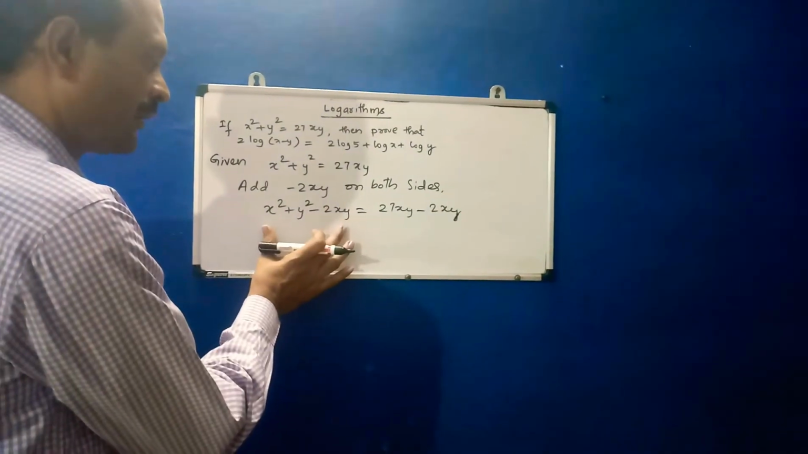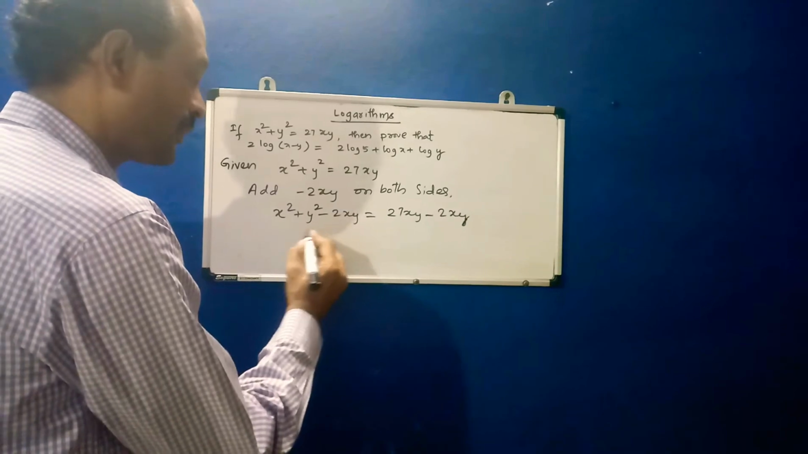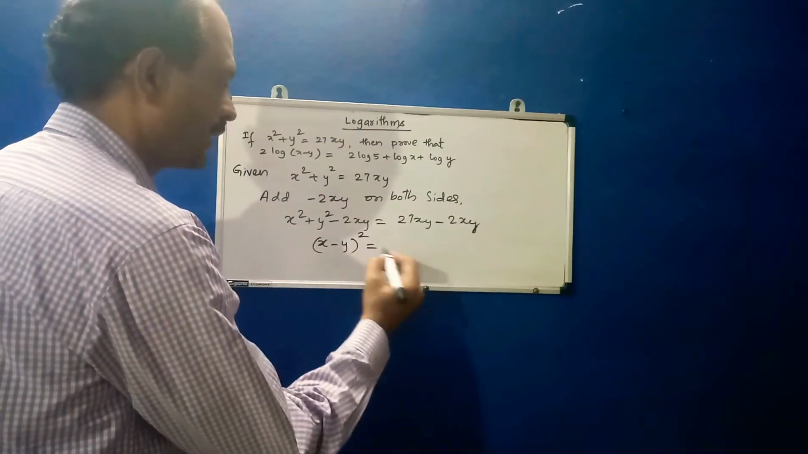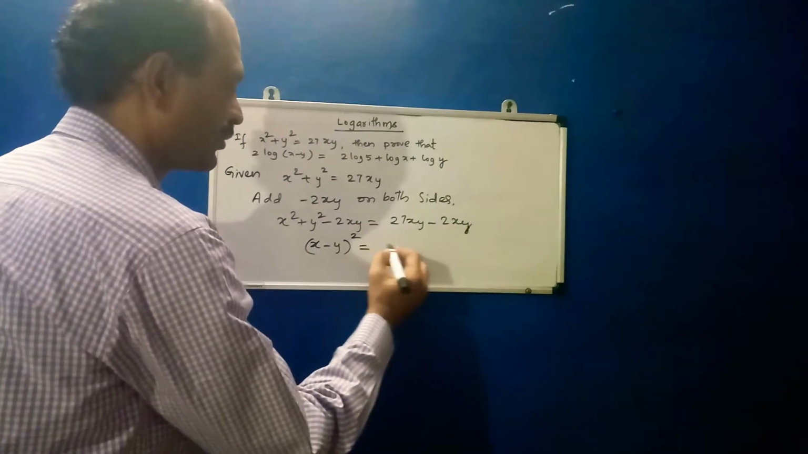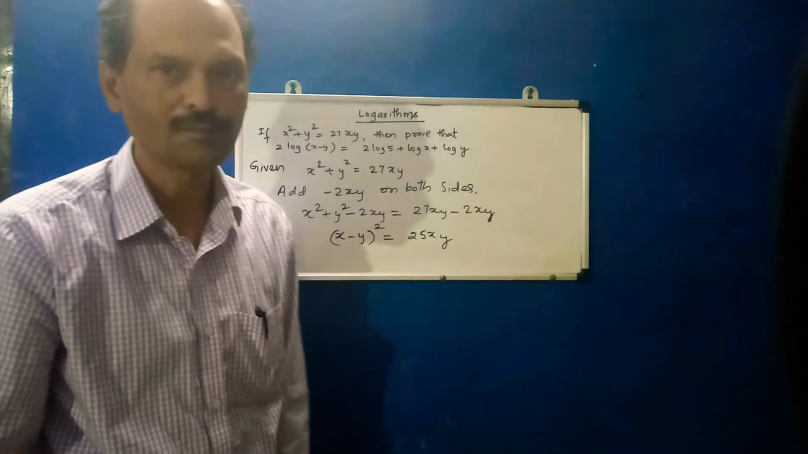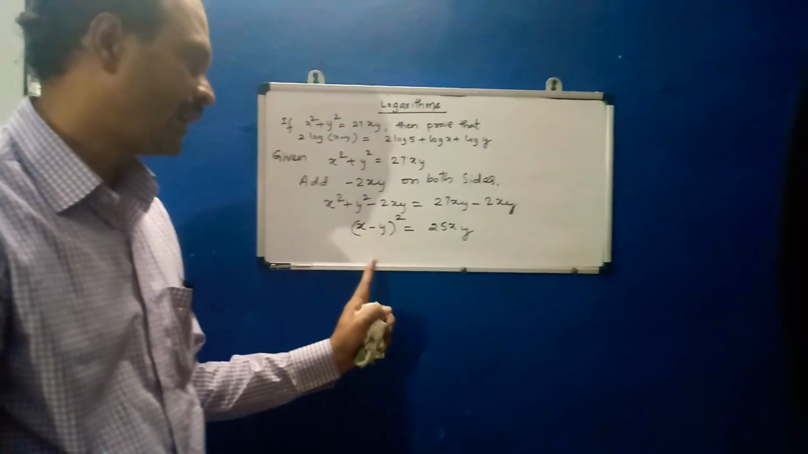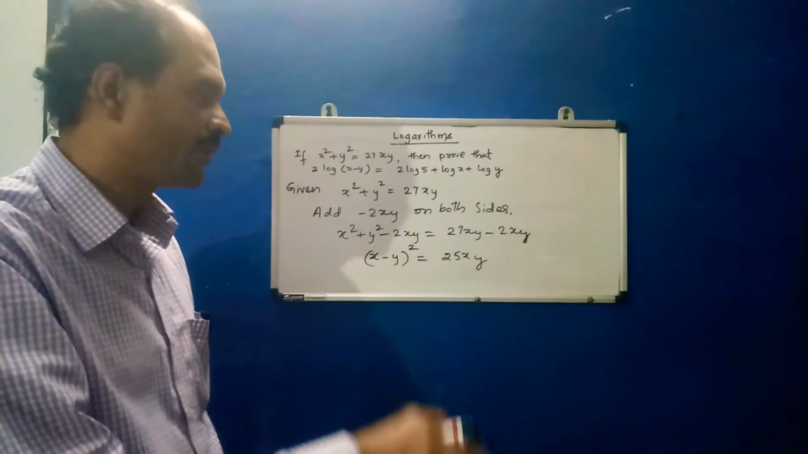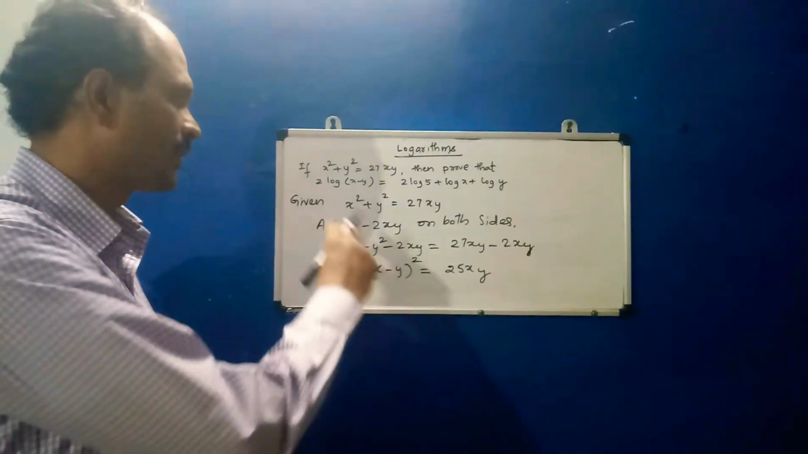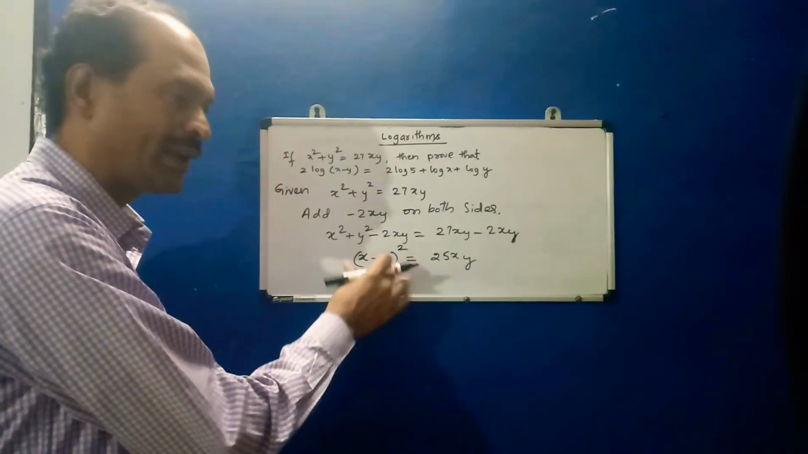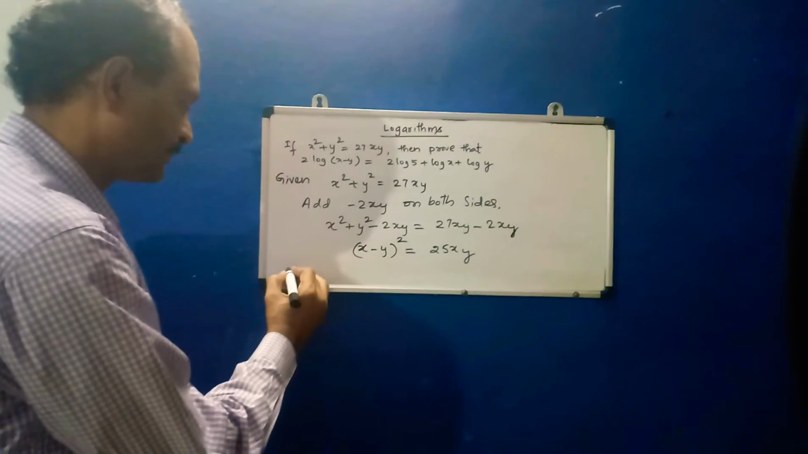Now this is like a formula, (x minus y) whole square, is equal to 27xy minus 2xy, which is equal to 25xy. So we got this expression: (x minus y) whole square is equal to 25xy. Now here we have to introduce the logarithms, right? Because what we are required to prove is in terms of logs, so I have to apply logs on both sides here.